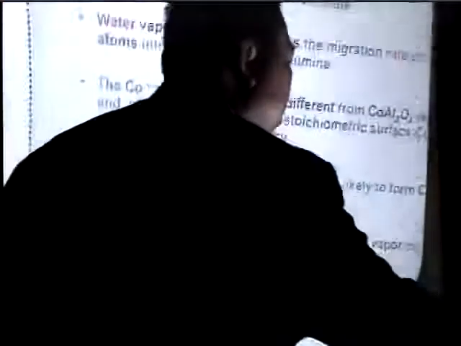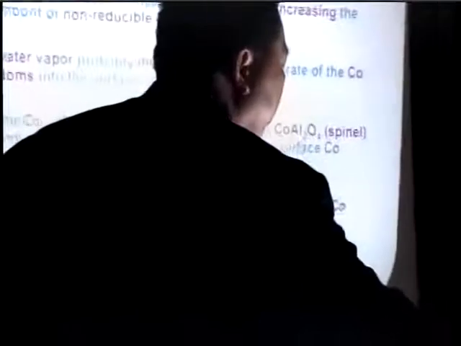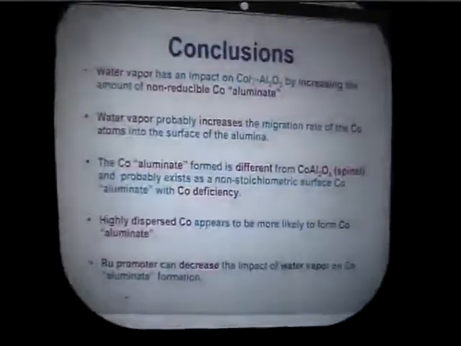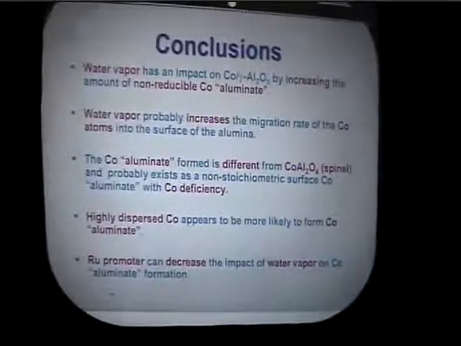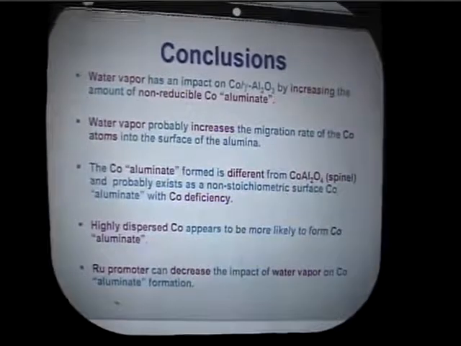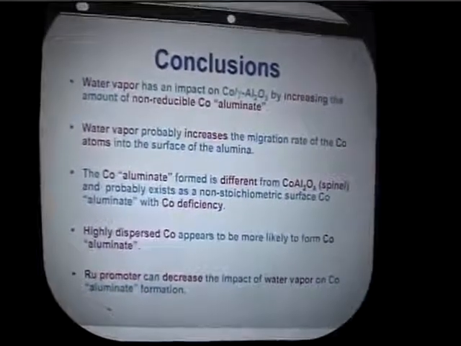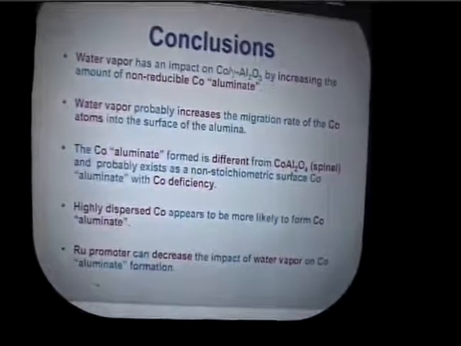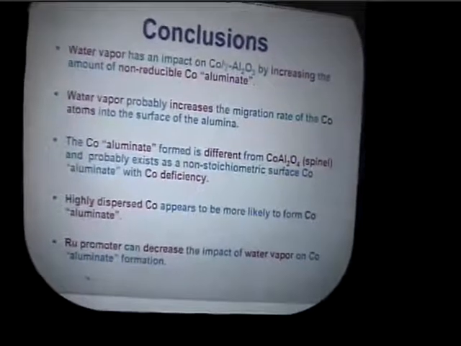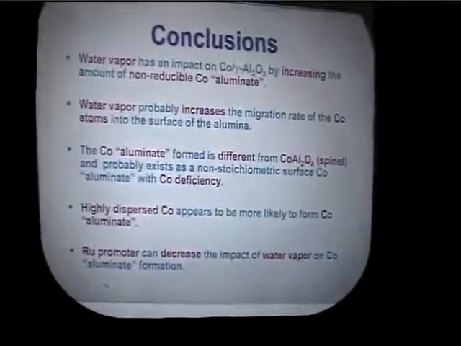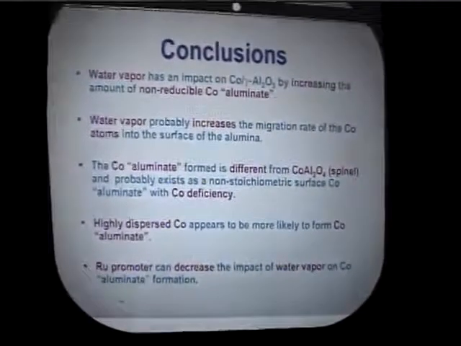So at this point, it can be concluded that water vapor has an impact on alumina-supported cobalt catalyst by increasing the amount of non-reducible cobalt aluminate formed during standard reduction in TPR, resulting in a lower reducibility of the catalyst. Water vapor probably increased the migration of cobalt ions into the alumina matrix and formed cobalt aluminate.